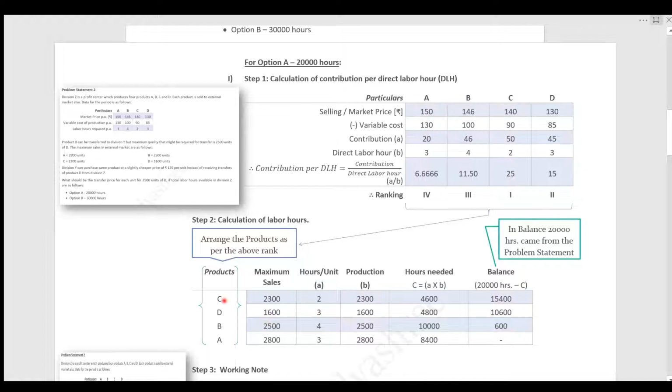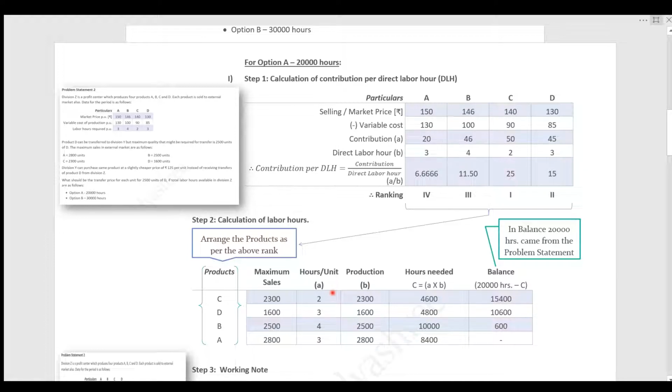Just see the product and write the values accordingly, which is given in the question. So we have now sales, we have now hours per unit. Well, production is the same because in this problem also the company is using 100% capacity. So the production would be the same. So just write the same thing. So now we have production, we have hours per unit.